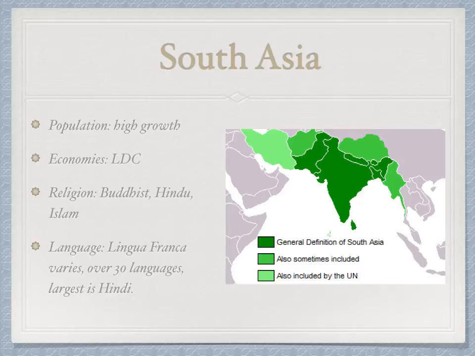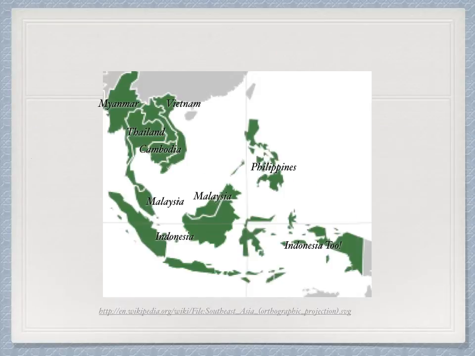The language depends on who colonized these areas, and most of these places were colonized, so it's often British, but there are over 30 languages spoken in this area. The largest, of course, is Hindi because India is the largest country in that area. But of course, we're also including here Pakistan and Afghanistan, and those are Muslim countries, and some Buddhist countries off to the east.